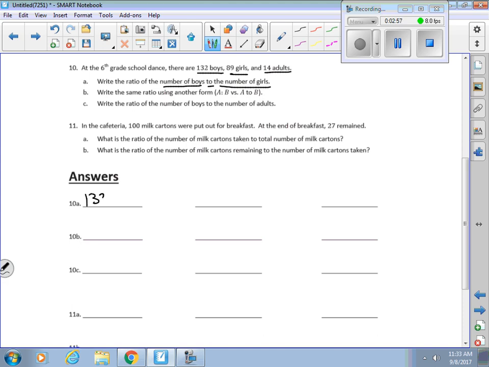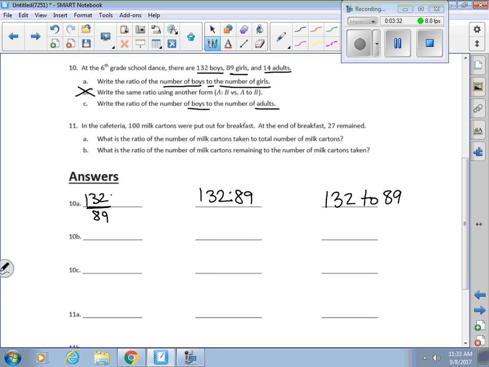132 over 89. Okay, you did it as a fraction? Yeah. Over 89. So you could have written that. You could have also written that in ratio form like this, with the colon. And you also could have used the word "to". Right? We already talked about question 10B not being necessary because we already wrote it in all 3 forms. Part C, write the ratio of the number of boys to the number of adults.